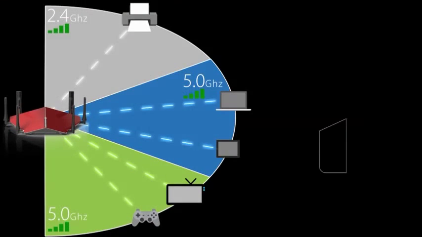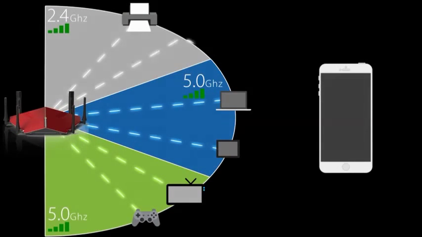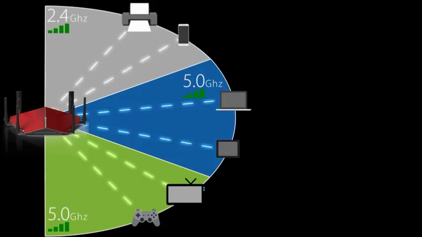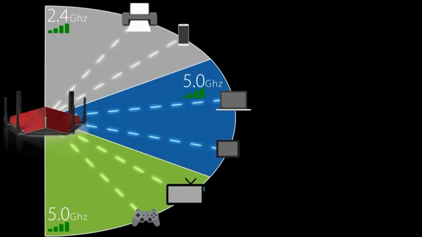Now, the second benefit of SmartConnect technology is that it's going to continue to balance your network as you add new devices, so you never have to worry about one band getting overloaded with everything while the other two bands are left completely empty.